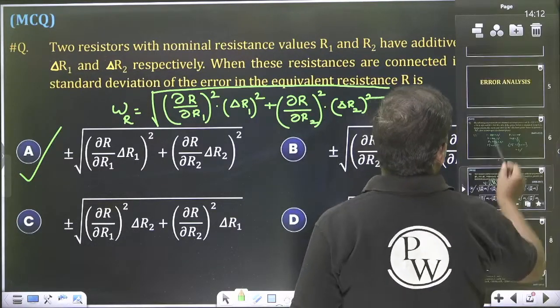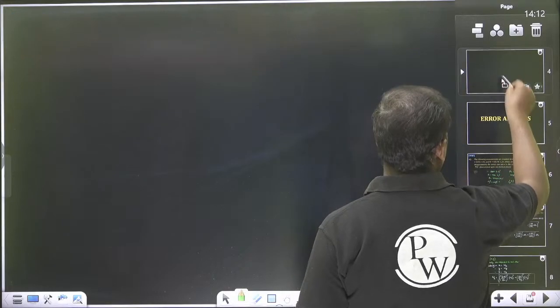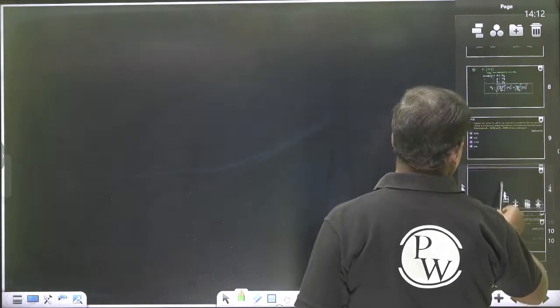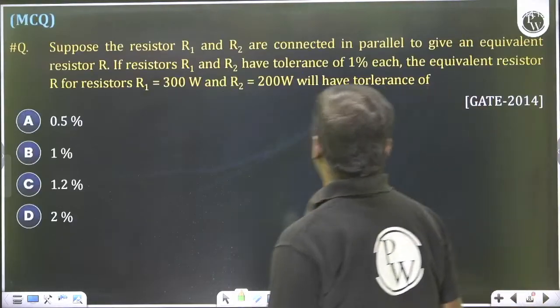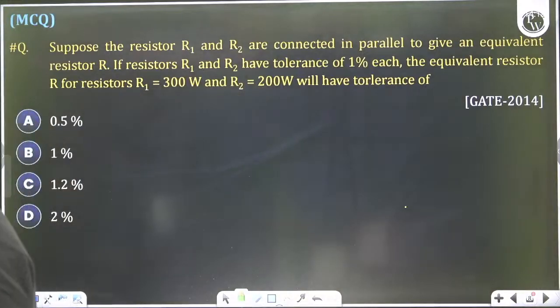So try to answer this question. What is the answer for this question? GATE 2014, the question is from GATE 2014.